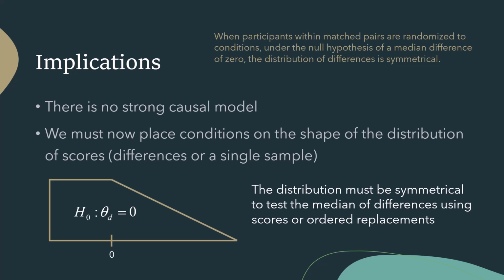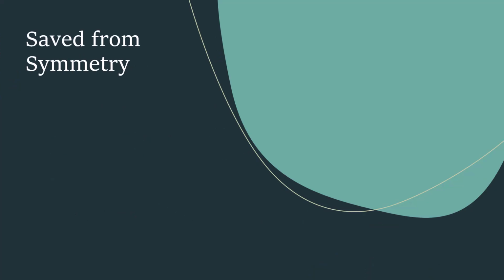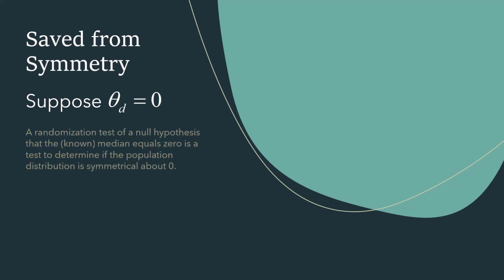Now, even in the case in which we cannot randomize, there is one way in which we can save ourselves from the symmetry requirement. Suppose that we know that the median of differences equals 0. That is, we know that there is no treatment effect. A randomization test of a null hypothesis that the median equals 0, again, consider that we know this, is a test to determine if the population distribution is symmetrical about 0.